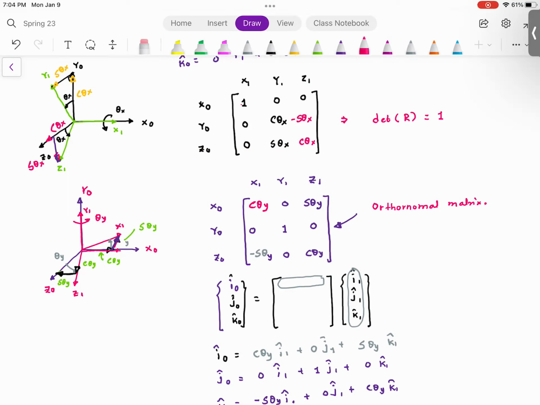Everyone understood this? So what do I mean by taking the dot product? Dot product is nothing but multiplying the elements, like a vector multiplication. So if you take the dot product of any row vector or column vector with any other row vector or column vector, you are going to get 0. Dot product 0 means what? A multiplied by B cosine theta is equal to 0, which means theta is equal to 90 degrees.